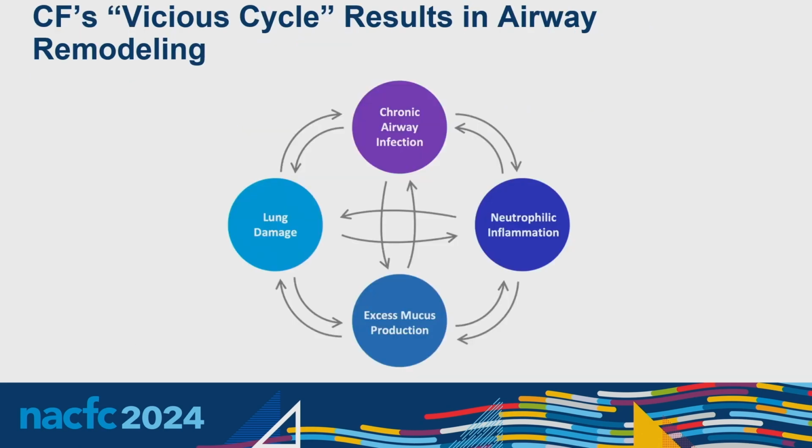In addition to excess mucus production, in CF there is chronic airway infection, neutrophilic inflammation, along with lung damage, resulting in this CF vicious cycle, where each of these symptoms are there and also enhance each other to ultimately result in increased inflammation and lung remodeling.